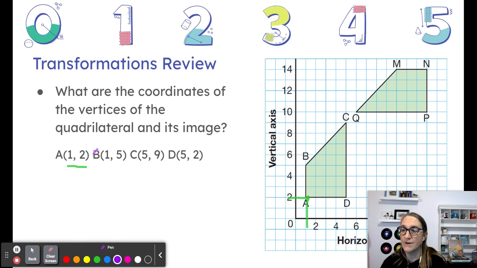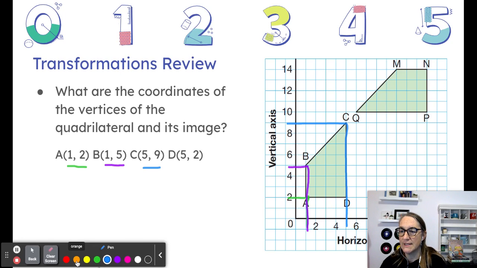Let's try it again in a different color for B. B, we're going to extend down. We're intersecting the x-axis at 1 again, and we extend left and see that we intersect the y-axis at 5. So we have our ordered pair 1, 5. Now let's do point C. We extend down, we intersect the x-axis at 5, and we extend to the left, we intersect the y-axis at 9. So we get the pair 5, 9.